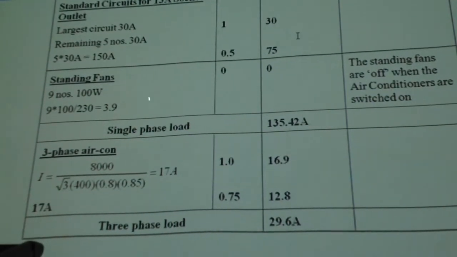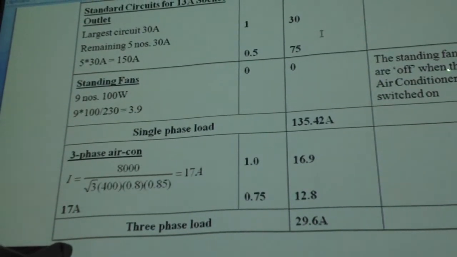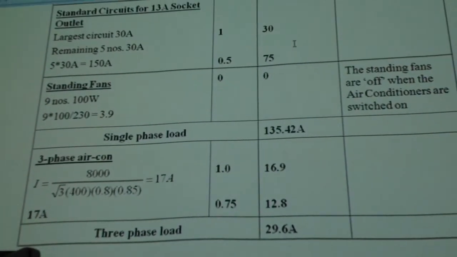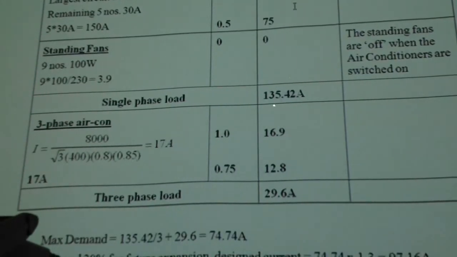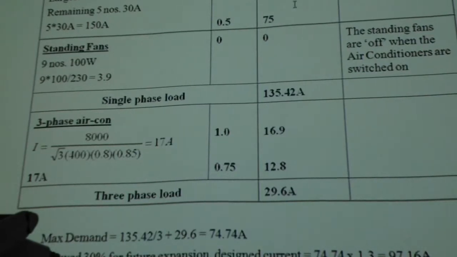For the standing fans, okay, I can calculate the wattage, very small, but then they are all off when the aircon is switched on. Okay, so it's 0 and 0. The supply to the standing fans is equal to 0. So the total single phase load is equal to 135.42. That is the single phase load. And for three phase load, very simple.